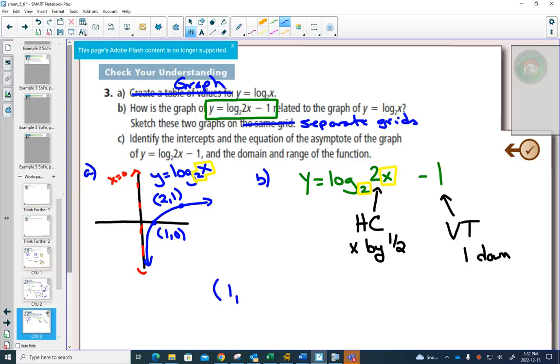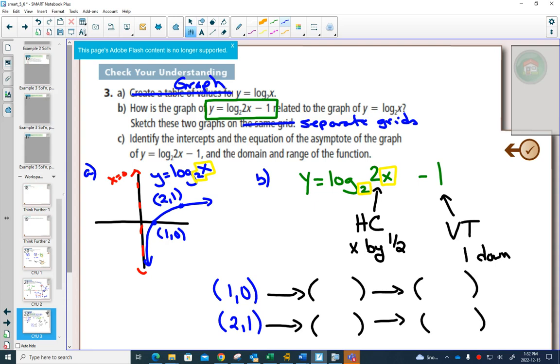We're going to say, if this is the point that I'm starting with, 1, 0, and 2, 1, and then I do stretches and compressions first, then translations. What happens? Well, I need to multiply x by a half. I need to go 1 down. x by a half will give me 1 half, 0 and 1, 1. 1 down will give me 1 half, negative 1 and 1, 0.